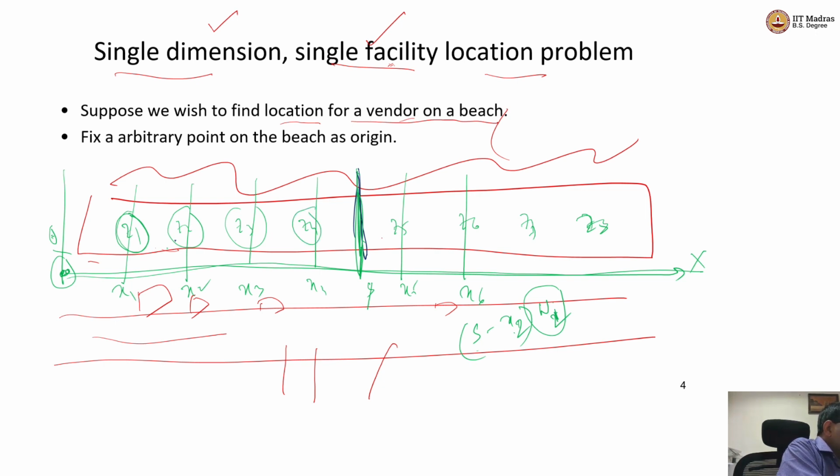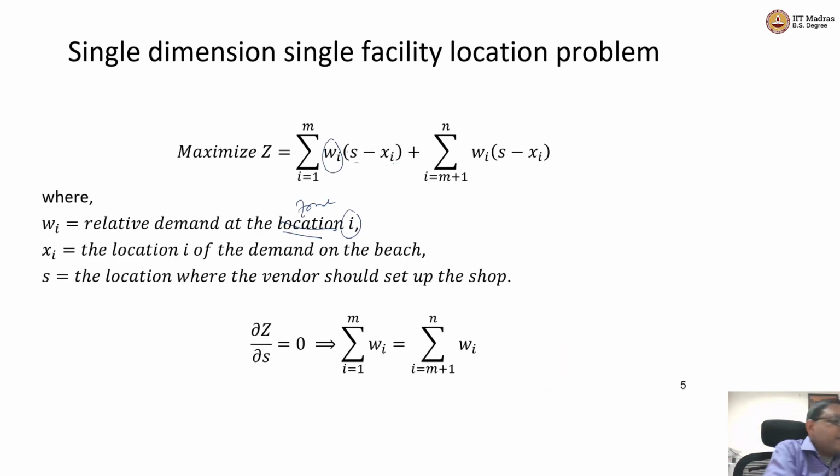Now from zone 5 onwards, the x coordinate is larger than the s coordinate of your facility. Therefore, you cannot talk about distances like this. It will be negative distance. So you take (x5 − s) multiplied by w5 as the weighted distance of zone 5, (x6 − s) multiplied by w6, (x7 − s) multiplied by w7, and so on, right?